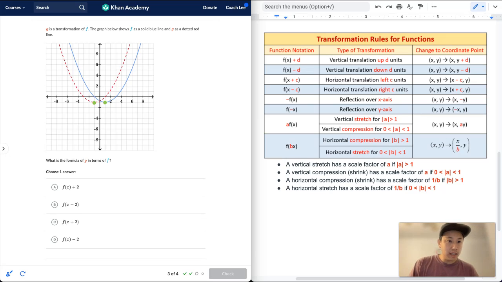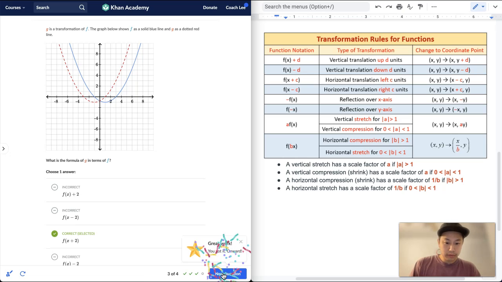Option A goes up 2. We don't want that. Option B goes right 2. Option C goes left 2. We want that one. Okay, and then option D goes down 2. So C is what we wanted. Right? F to G, left 2.